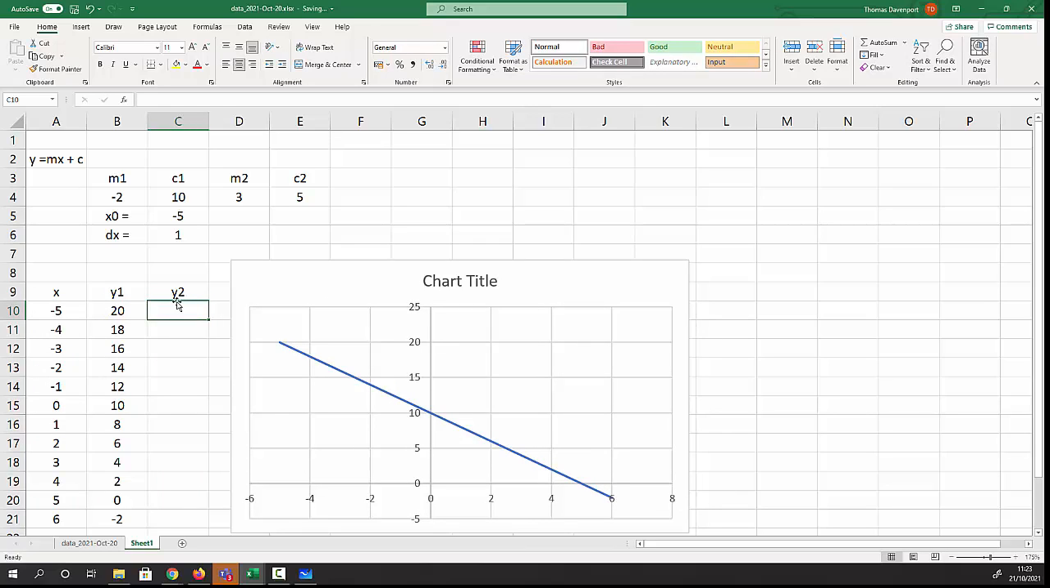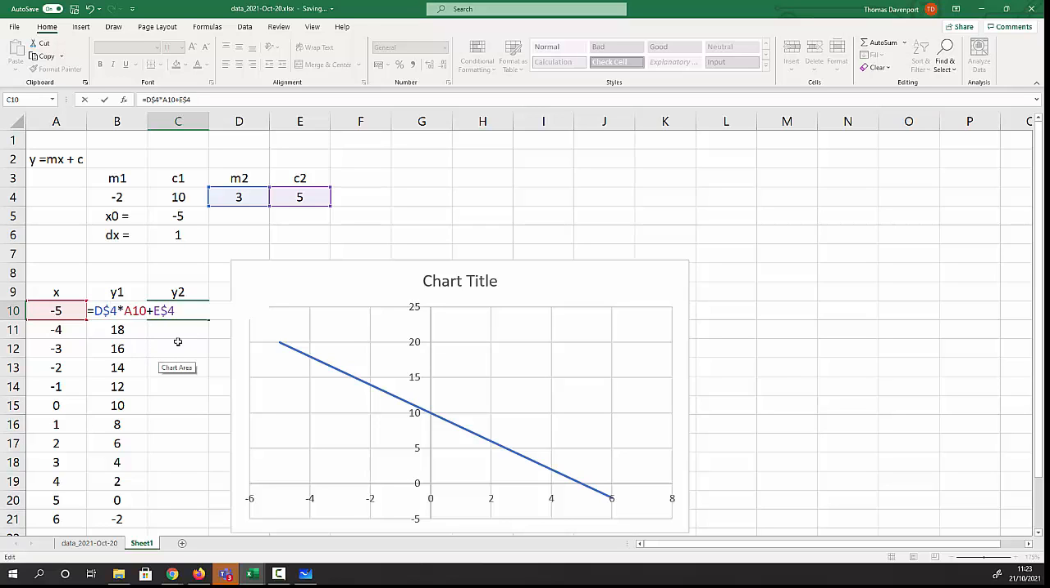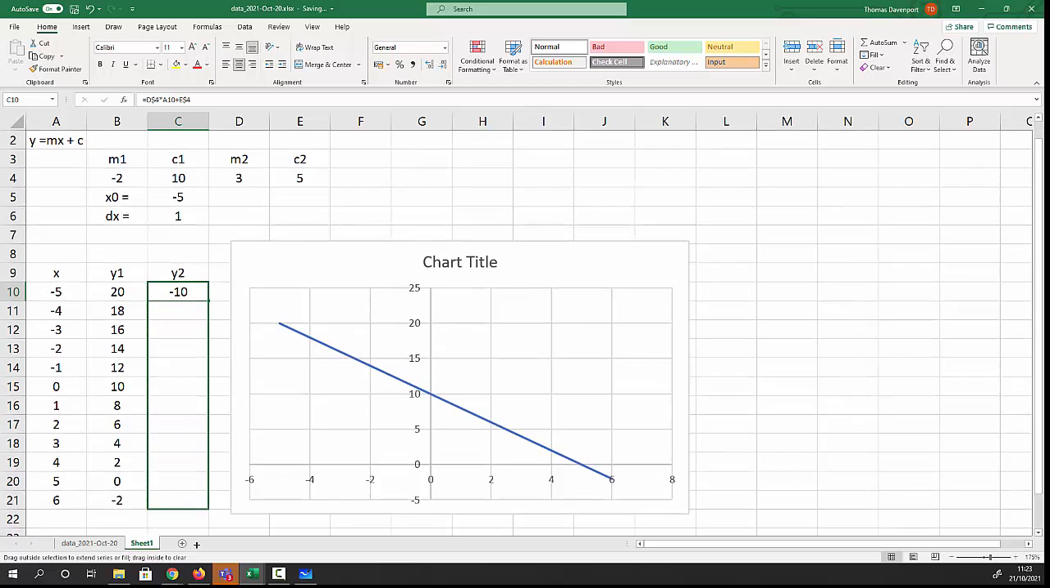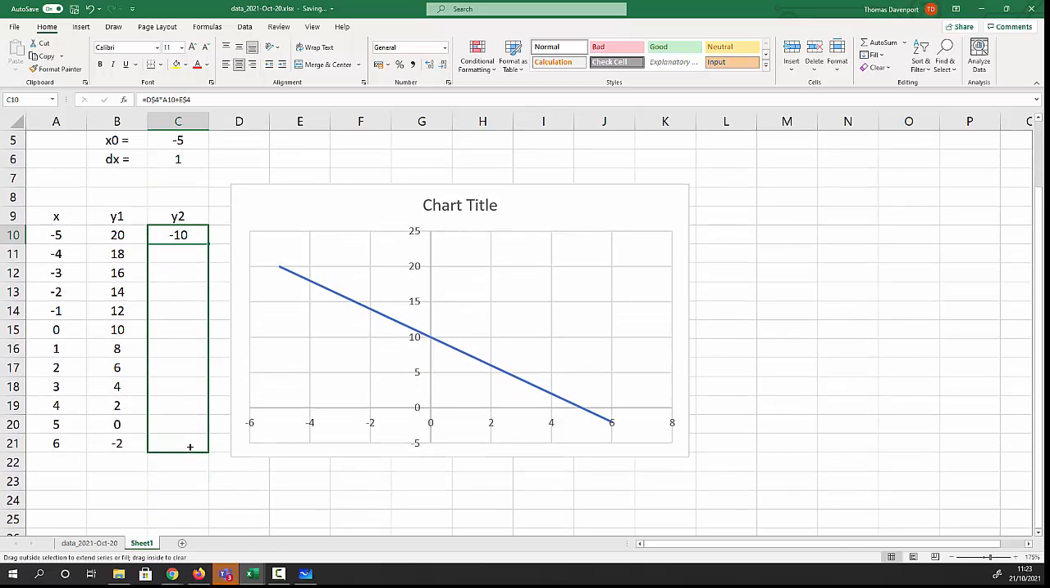That first cell is going to equal mx plus c, remember, so it's the gradient times the x value plus the intercept. And again we've got to put dollars in where the 4s are, so we put $1 in there, and a dollar in there. And now I'm going to copy that down to 21 like the other one. Okay, so that's my second graph.